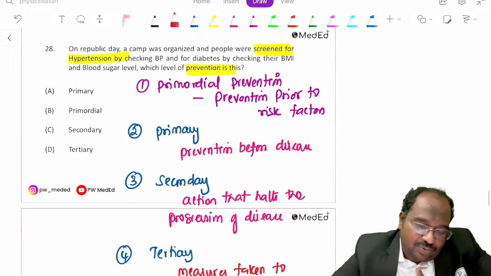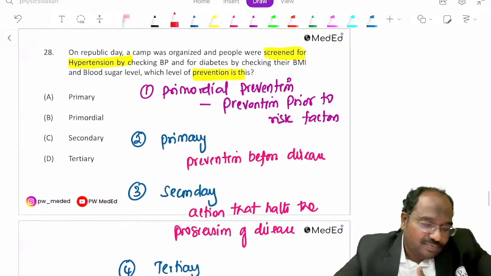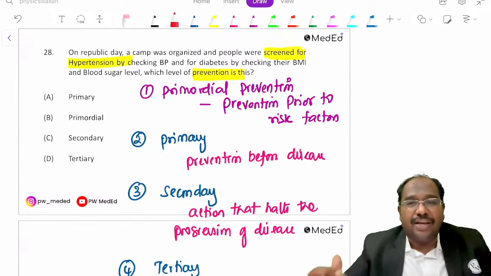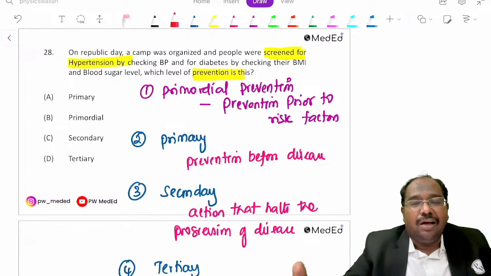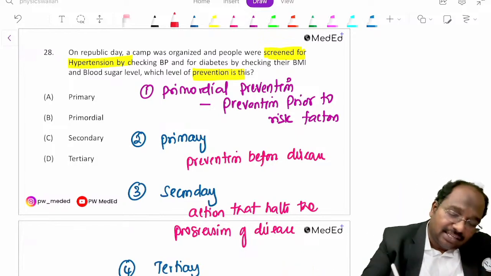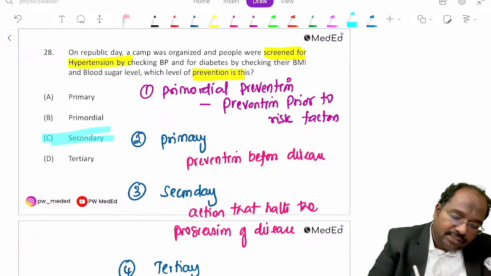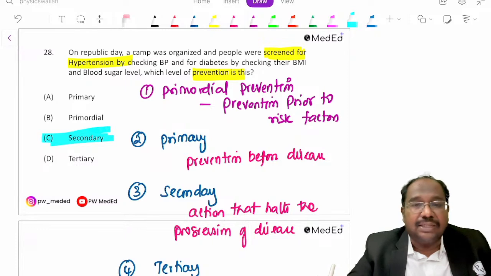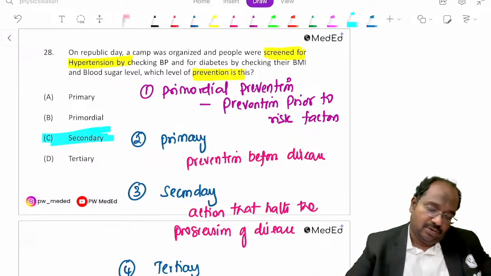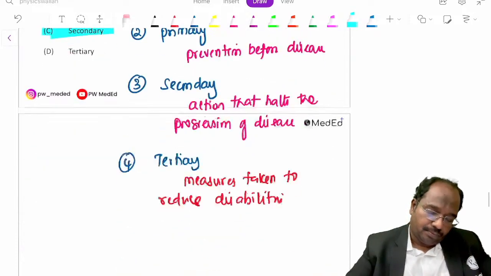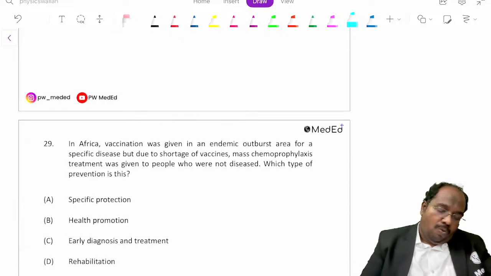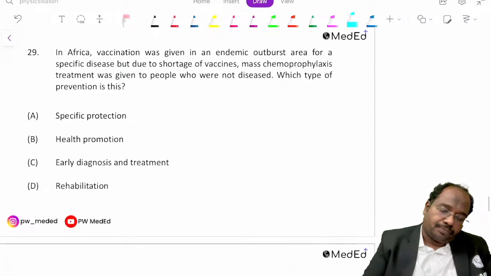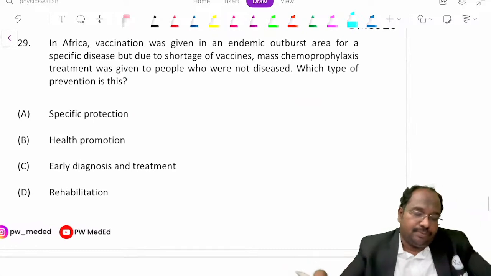We'll go back to the question. What is the answer? So we are searching for cases. We are screening. Since we are searching for cases, any screening program comes in the secondary level of prevention. Anything where we are searching for cases, guys. Okay, fine. Answer the next question.